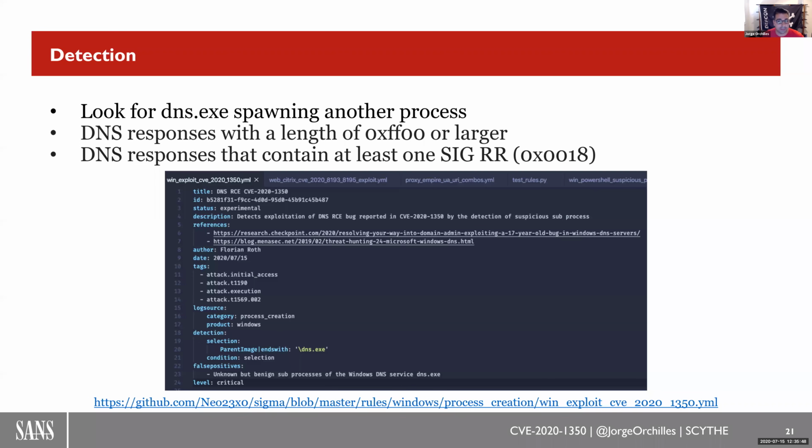And sometimes you just start with a basic "whoami." That is spawning a different process, so looking at that could help out. Sigma is an excellent project. If you've never heard of this, definitely check that out.